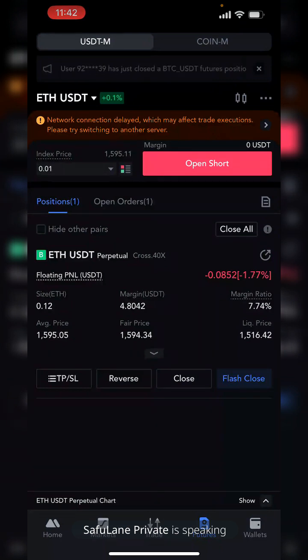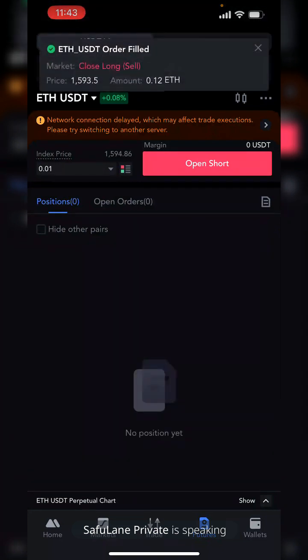At the same time, we need to understand that when we are using isolated margin or cross margin, there are some things that we need to put into consideration. We need to make sure that we set our stop loss and take profits carefully.